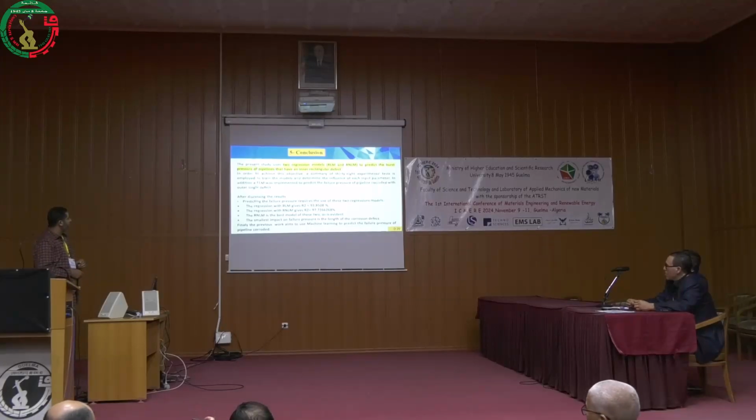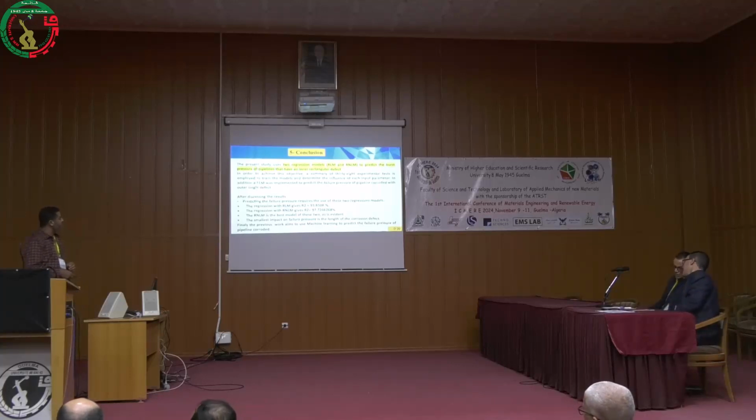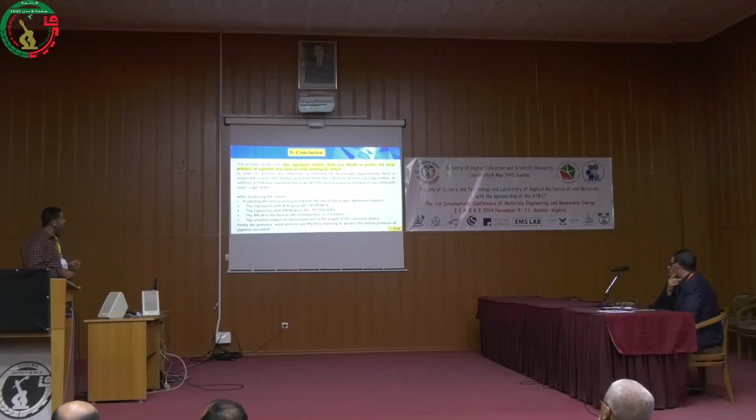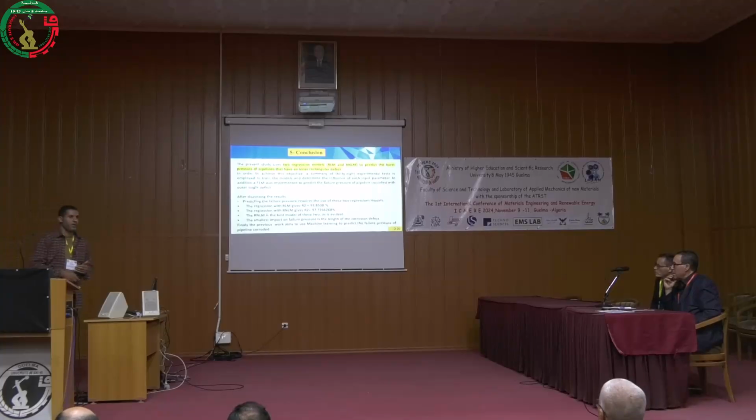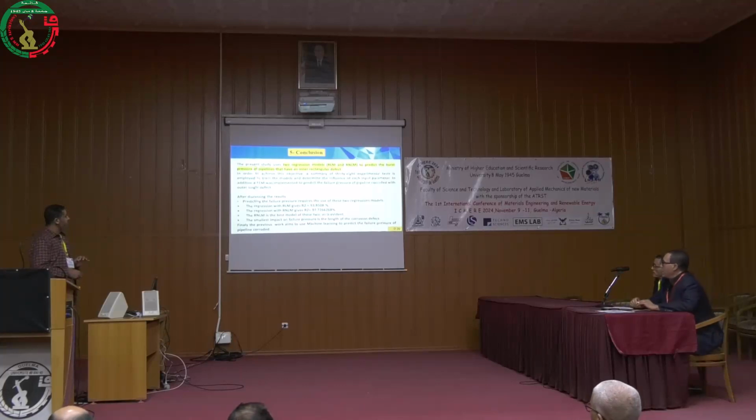We can remark the regression with the linear method gives R squared equal 90.33%, and with the non-linear method R squared equal 97%. It's clear the non-linear method is the best model of these two. With this model we can also analyze the sensitivity of each parameter of our model. The smallest impact on failure pressure is the length of the corrosion defect.